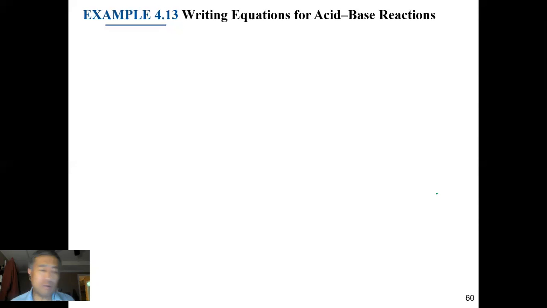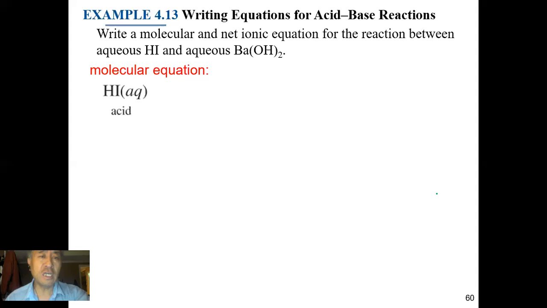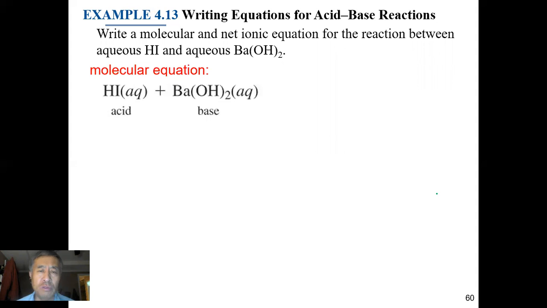So this example is writing the equation for an acid-base reaction. You want to write the molecular and also the net ionic equation for the reaction between aqueous HI, or hydroiodic acid, and aqueous Ba(OH)2, barium hydroxide. Very similar to what you did before, because these are all so-called double displacement reactions. You write a molecular equation by taking the two formulas for the two reactants. We write HI aqueous, which is the acid, plus Ba(OH)2, which is the base.